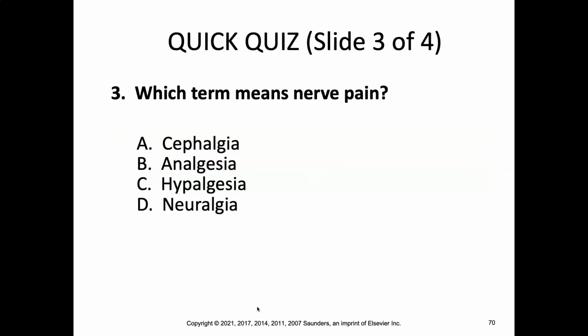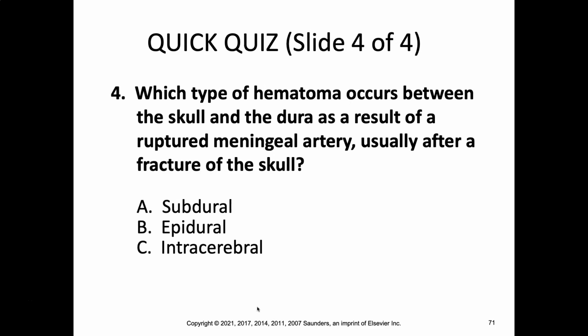So which term means nerve pain? Pain. Think about that. So not sensitivity to pain, but pain. And this is important here. There's a type of hematoma that occurs between the skull and the dura. So make sure that you are aware of the different parts, the different layers. From an anatomy standpoint, you need to know the different layers.